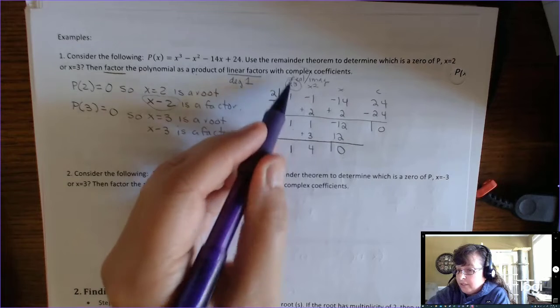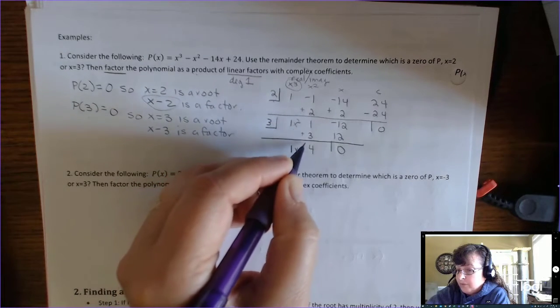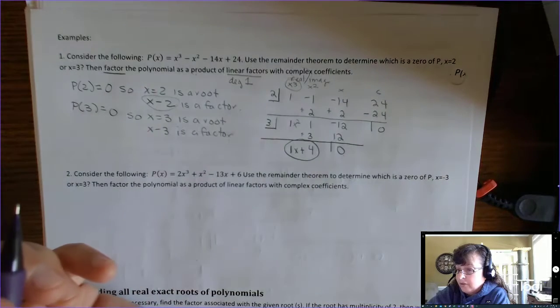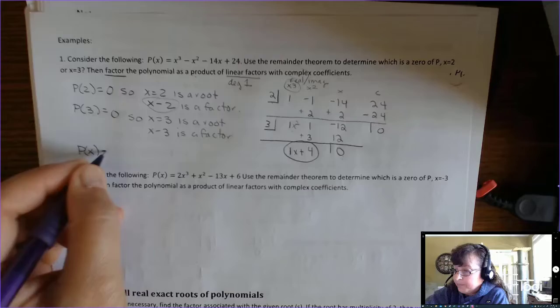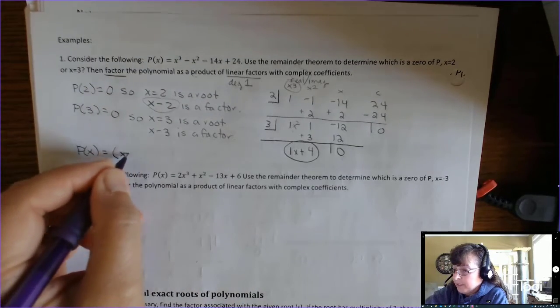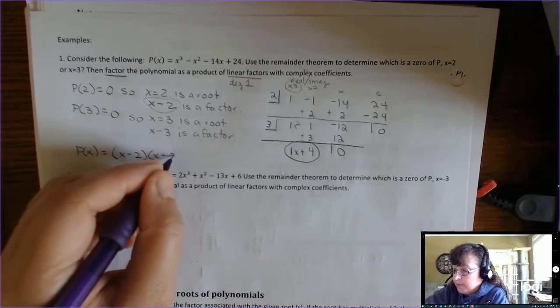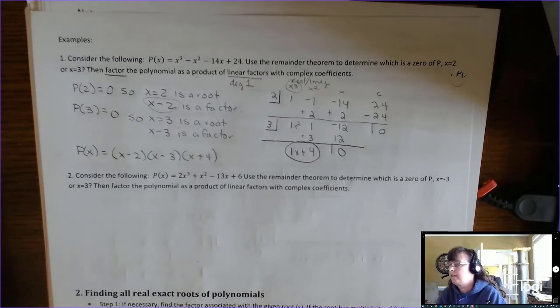It started out x cubed. This is x squared. So this is going to be x plus 4. And there's your third factor. So we're ready to factor. P of x, instead of writing it in multiplied out form, the factored form is x minus 2 times x minus 3 times x plus 4. So we were able to factor it.